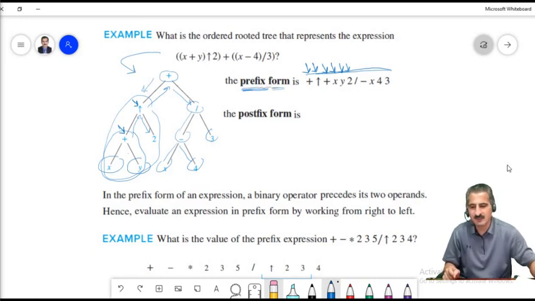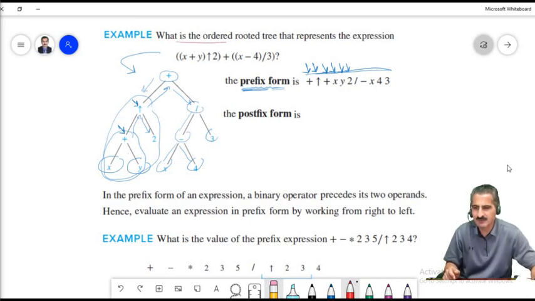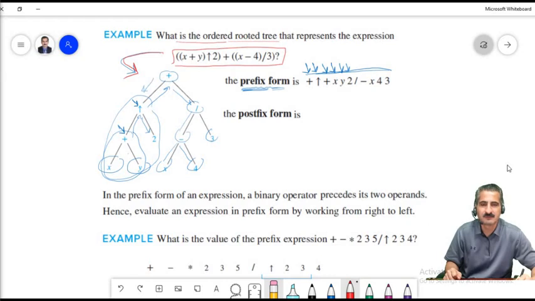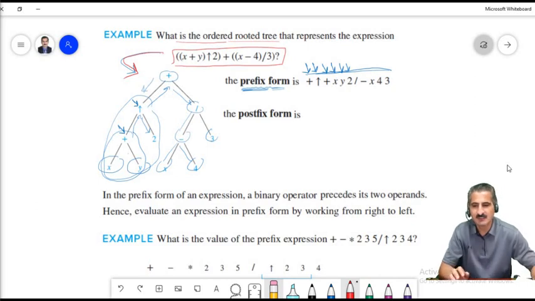Okay? Now, if you are asked a question like this, what is the ordered rooted tree? What is the prefix form of this expression? What you do, produce a tree for it. Once you got a tree, visit the vertices using the pre-order traversal, and then put them in this order. The one you visit, put it at the left as we have seen. Okay? Now, what does that mean for us? We will see.